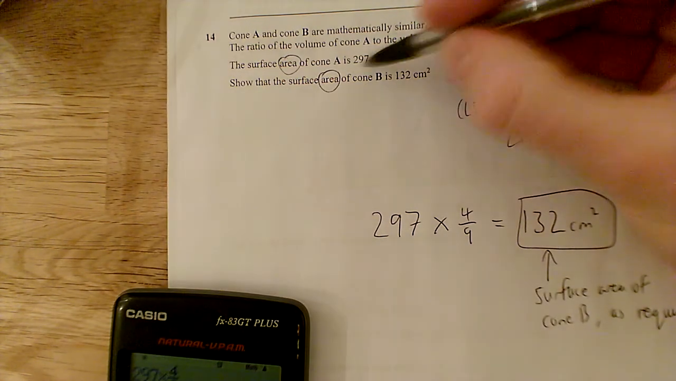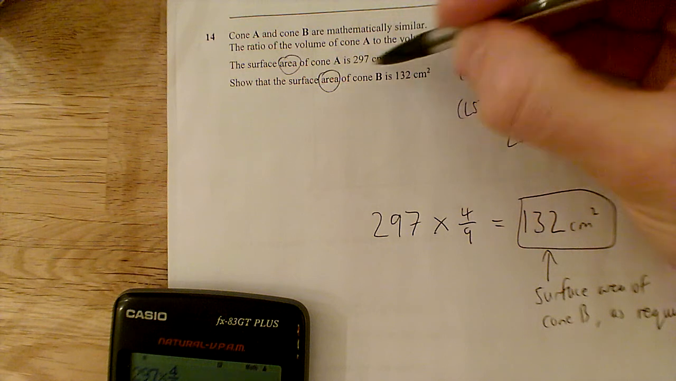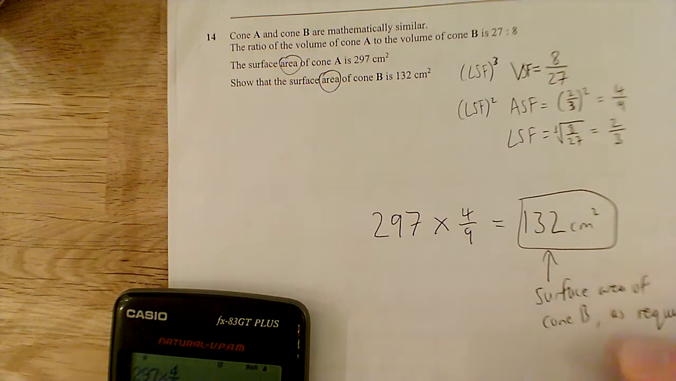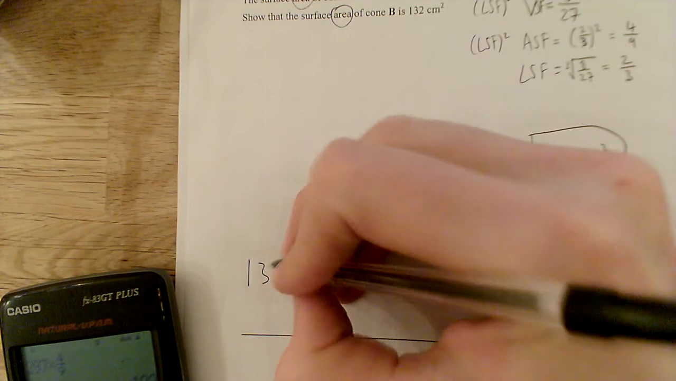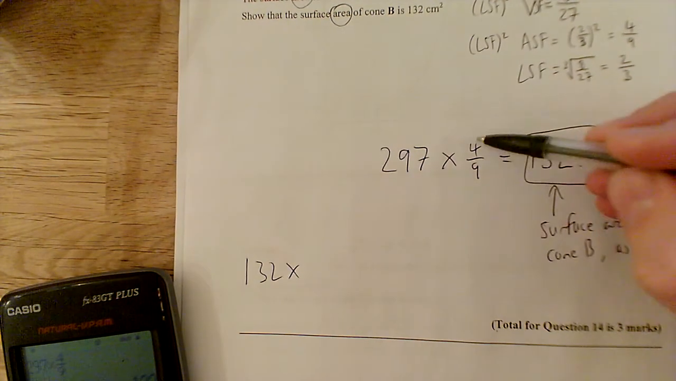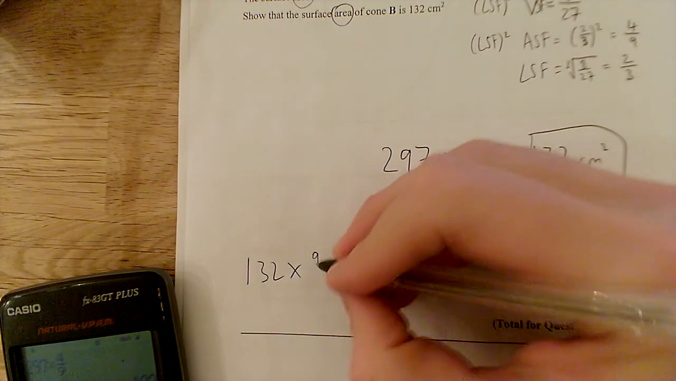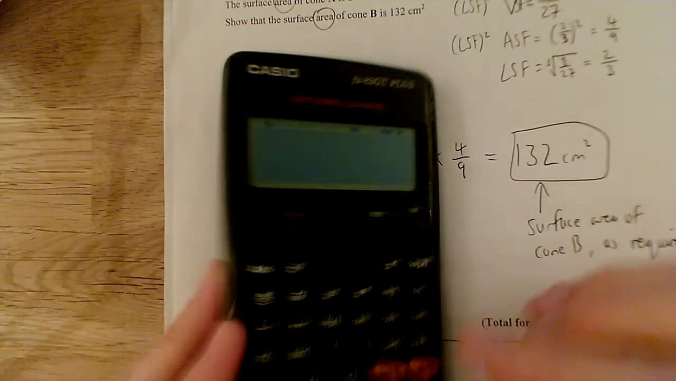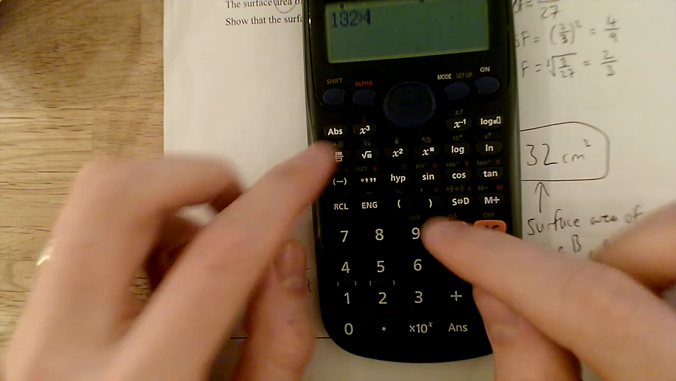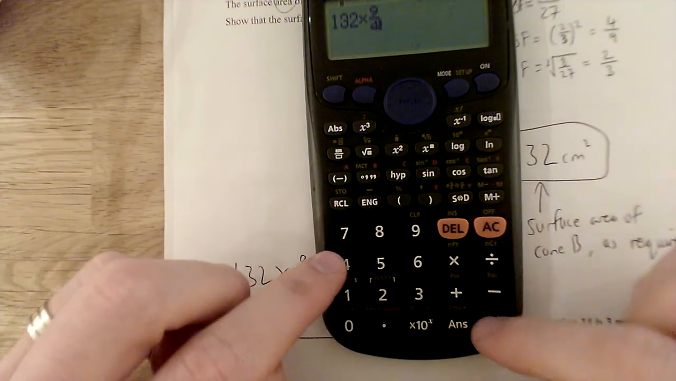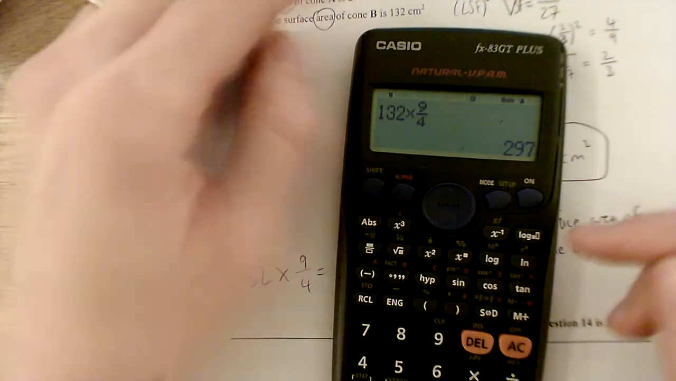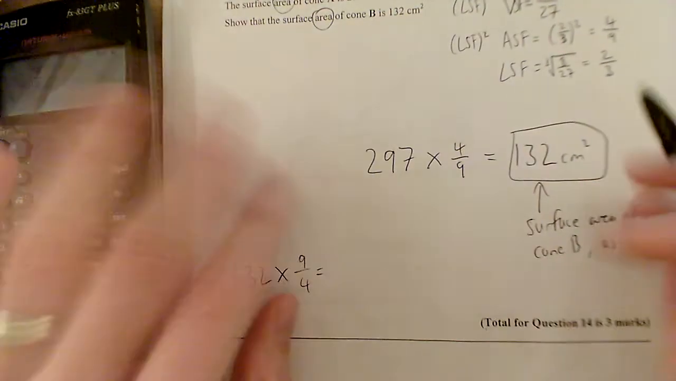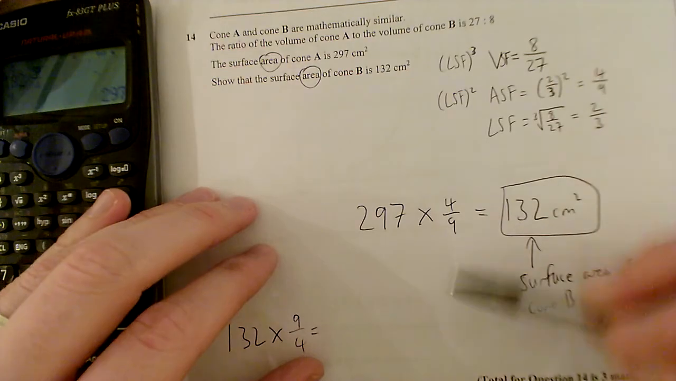Okay, just be sensible when you do this, because if you were going the other way, from 132 to 297, I mean this is your final answer now, but if you were going from 132 to 297, your scale factor would be the same for areas, it would just be the other way around. So if I did 132 times 9 over 4, that would give me the 297 that I started off with.